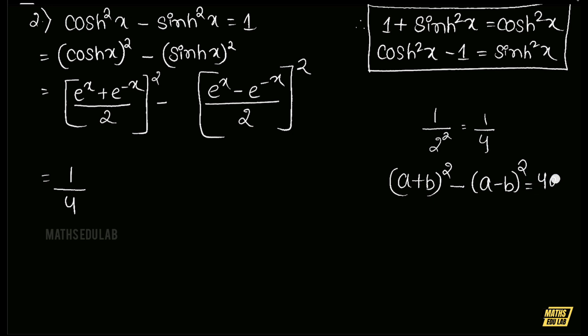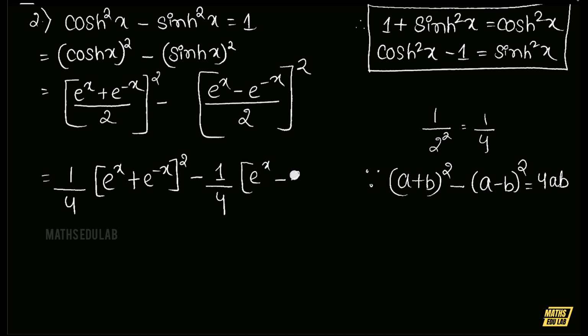it as 4ab. So now 1 by 4 times e to the power of x plus e to the power of minus x whole square, minus 1 by 4 times e to the power of x minus e to the power of minus x whole square. Now on solving we get 1 by 4. Since we are taking the common terms, we get 4. So this is our a value and this is our b value. So 4ab.